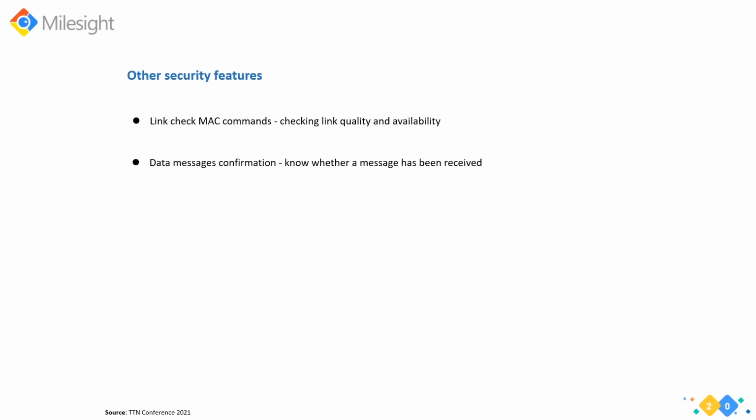And with the acknowledge message, the data message confirmation, you can know from the network whether an uplink message or downlink message has been received or not. And the adaptive data rate ADR mechanism is actually also a security feature, because it can reduce the packet loss, and having a high packet loss can actually lead to security issues.